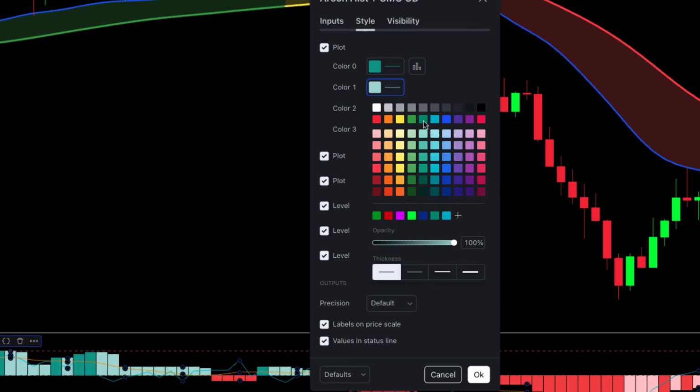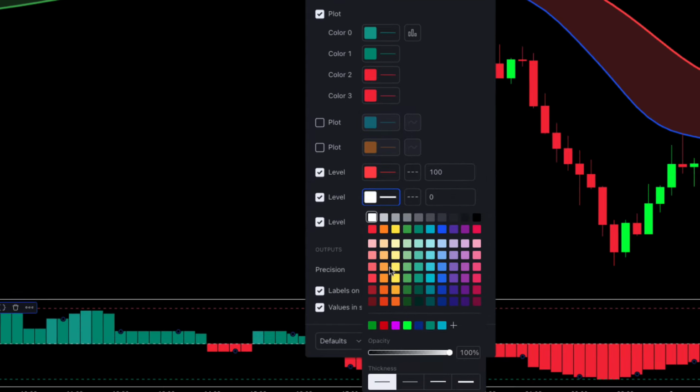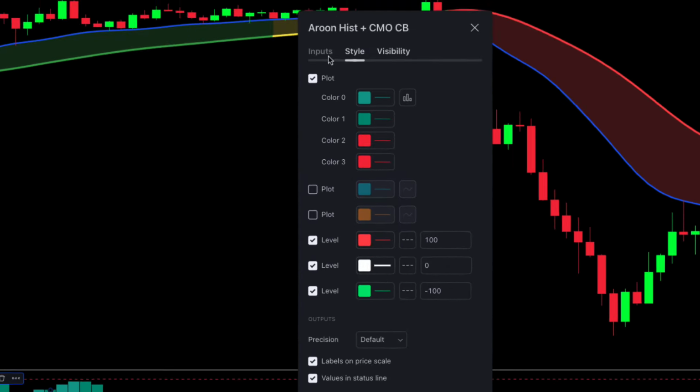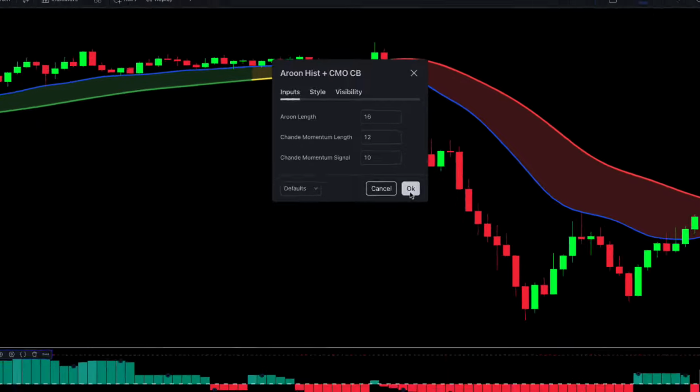First go to the style tab and change the options you can see here. And now go to the input tab, and we have to change the Rune length option from 14 to 16. After that, we change the Chande momentum length from 9 to 12. And here everything is fine, after that click OK.